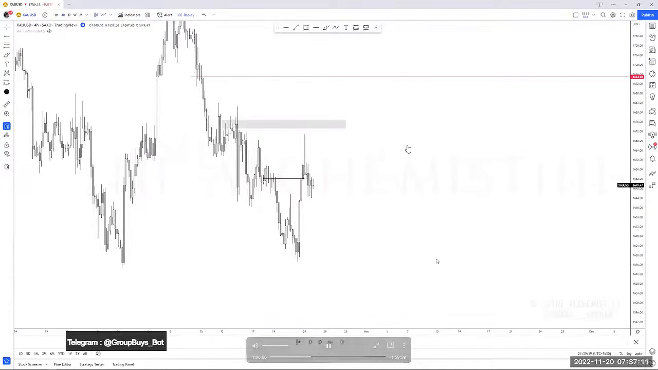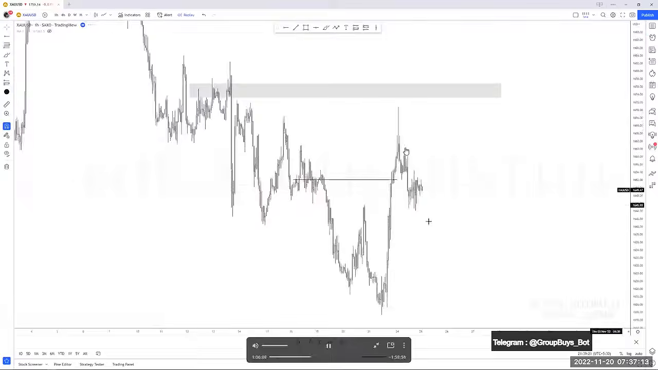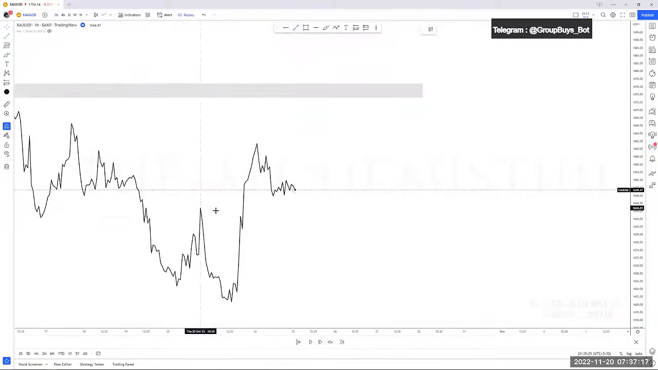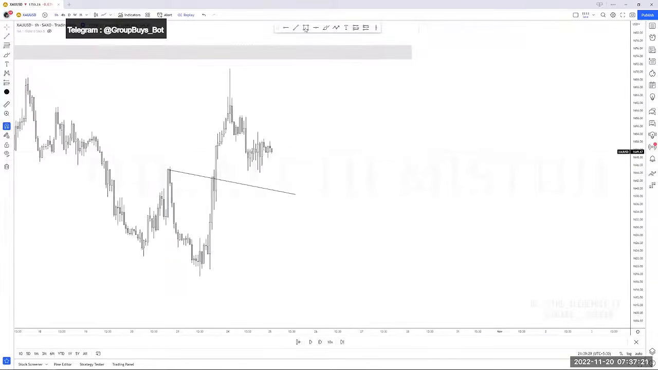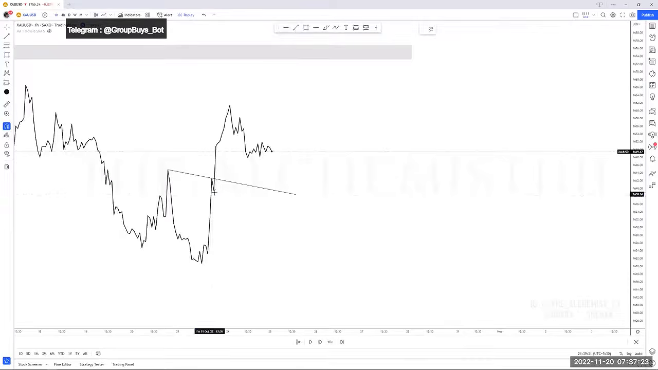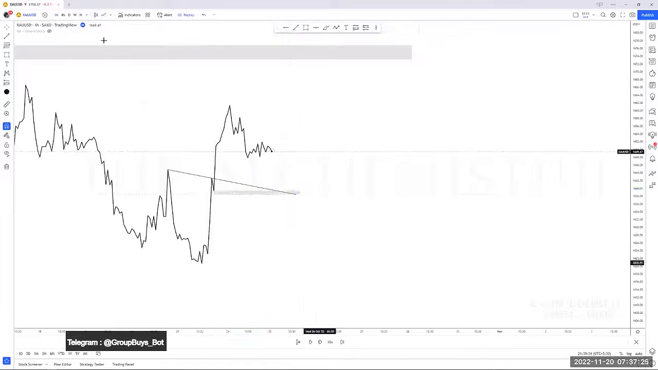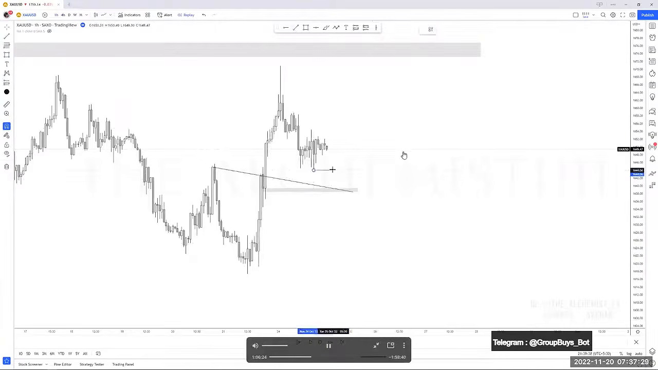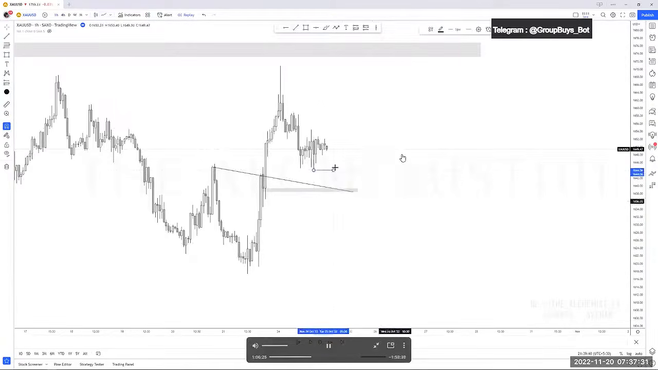I'll quickly show you how I bought it. I showed it to you already, I think. Trend lines. A trend line and a support. A trend line, a support, Asian lows liquidity. So extra confluence: Asian lows liquidity, timing, and all that stuff.